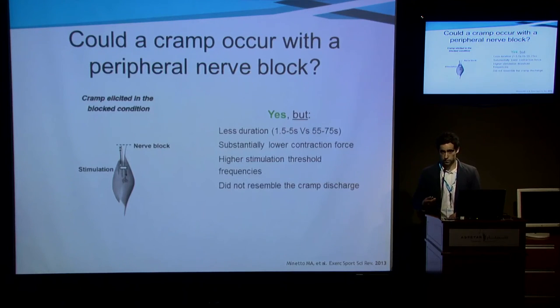Well, the cramp could still be induced, but it did not resemble a real cramp because it was very short, only 1 to 5 seconds. The contraction force was much lower and it needed higher stimulation threshold frequencies. It induced the cramp with electrical stimulation. The EMG record did not resemble the cramp discharge. So probably it was not the same cramp. It was not a real cramp, if you could say that.